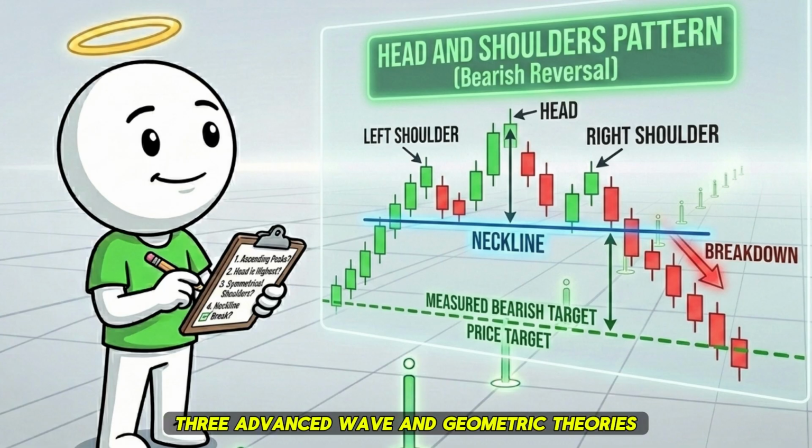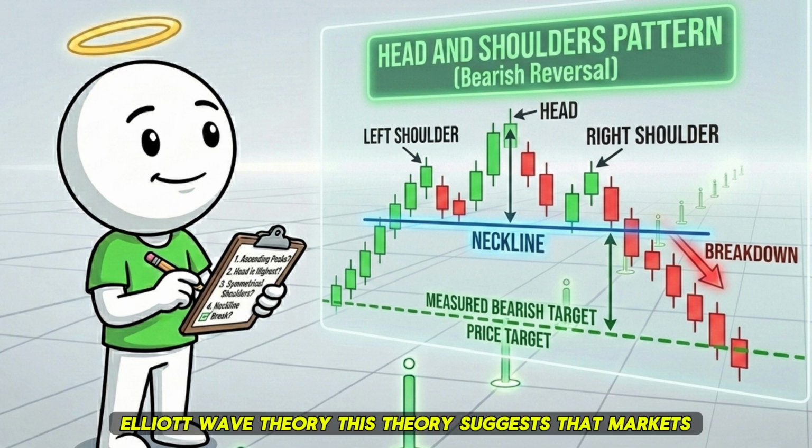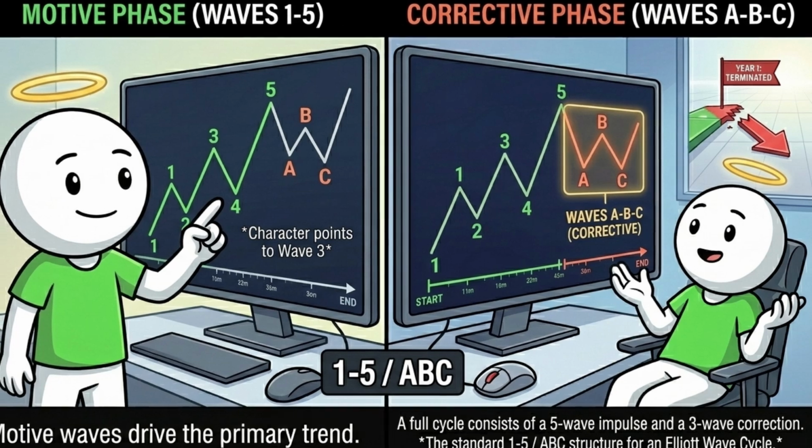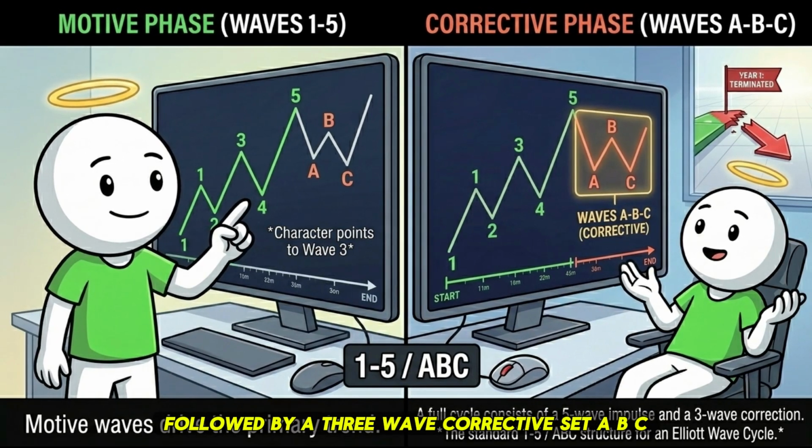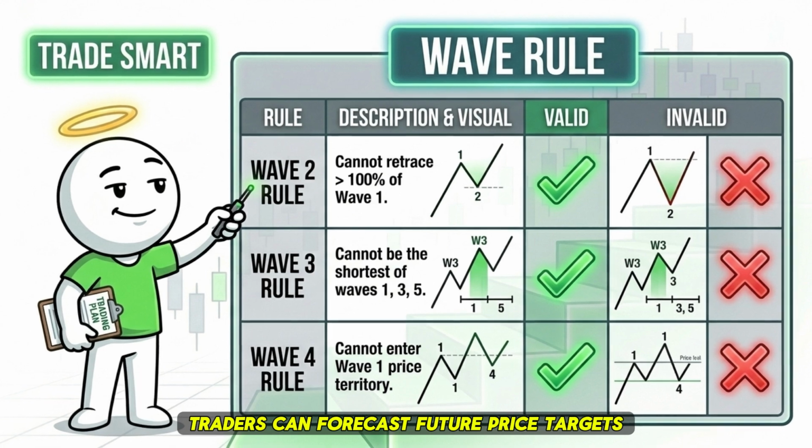3. Advanced wave and geometric theories. Elliott wave theory. This theory suggests that markets move in repetitive cycles of 5 waves in the direction of the main trend, followed by a 3-wave corrective set, ABC. By labeling waves 1 through 5, traders can forecast future price targets.